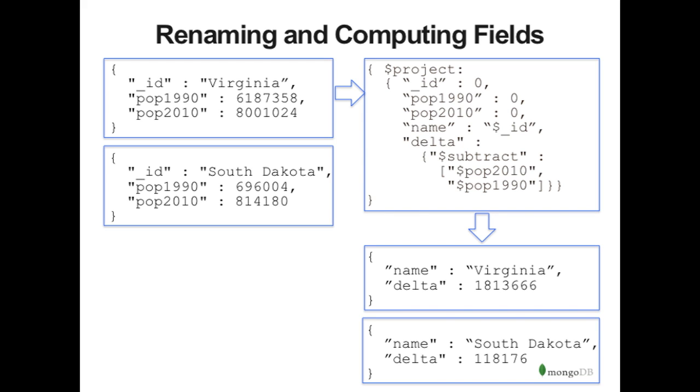Similarly, if we take those same 2 documents and I have a more complex project stage, where I'm saying get rid of the underscore ID, the pop 1990, and the pop 2010 fields, but add a new field called name that has the same value as underscore ID, and calculate a new field called delta, which is the subtraction of the pop 2010 field minus the pop 1990 field. If you do that, you end up with those same 2 documents, but with a different set of fields, just a name and a change in population. And that's essentially how that query works in the aggregation framework.